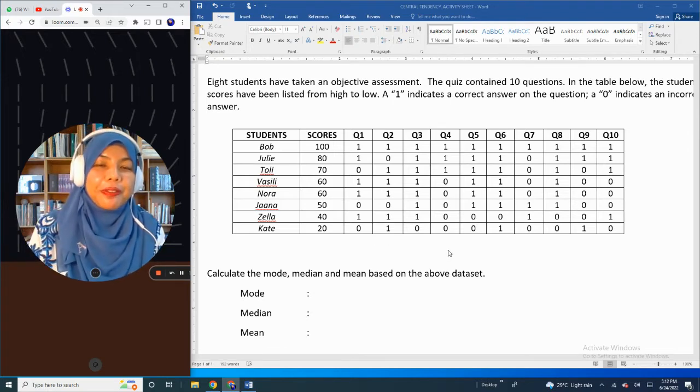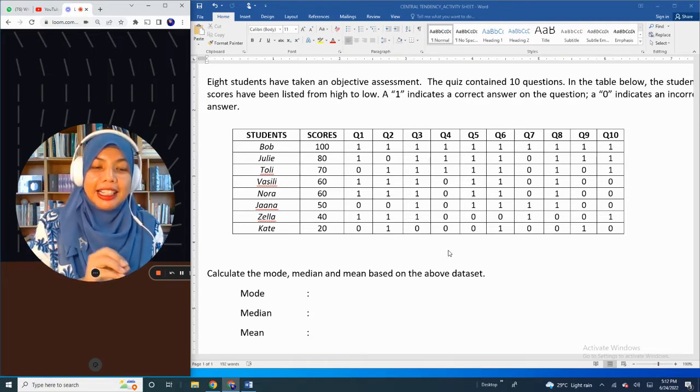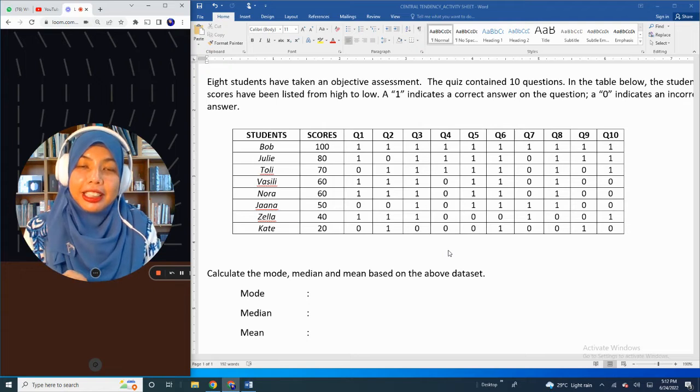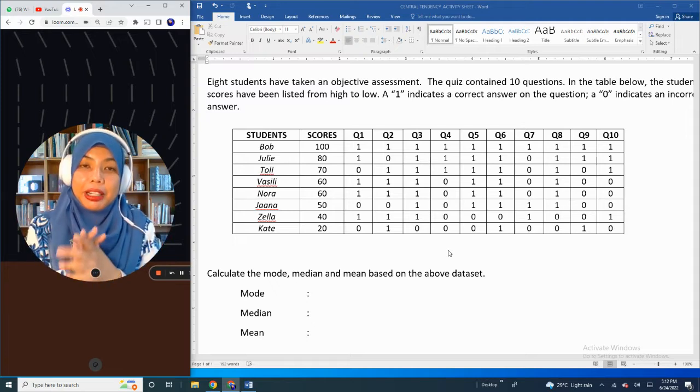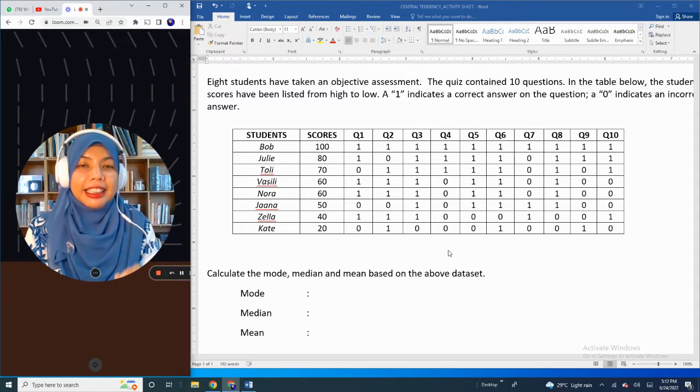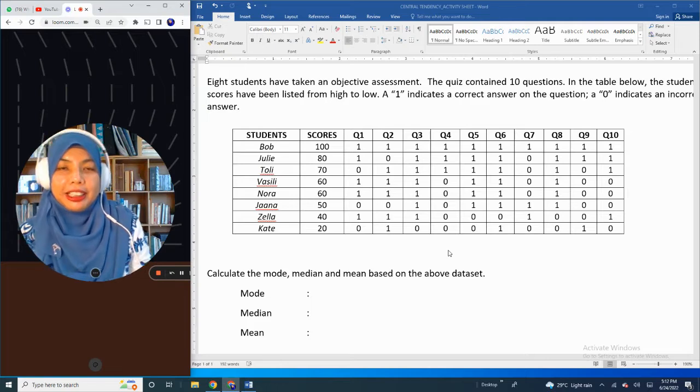All right, so based on my explanations in video 1, let's try to calculate and figure out the value for each of these measures of central tendency. Take 10 minutes to complete this exercise, and then I'll show you how to get to the answer.